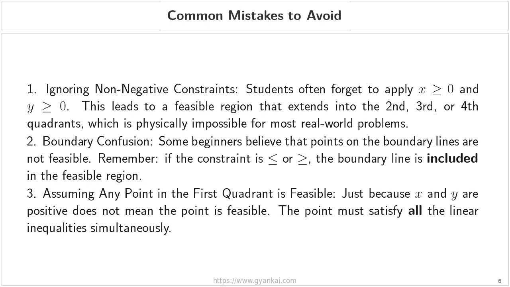Finally, do not fall into the trap of assuming that any point in the first quadrant is automatically feasible. Just because x and y are both positive doesn't mean the point satisfies your constraints. As we saw in our bakery example, a point like 6, 1 might be in the first quadrant, but it still violates our flour constraint. A point is only feasible if it satisfies every single inequality in your model simultaneously.